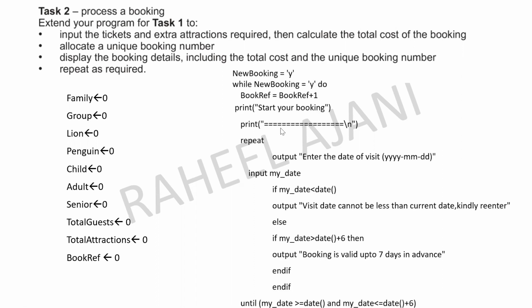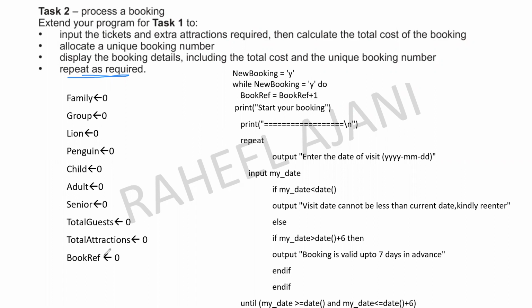Okay. Now the first thing here is new booking equal to y. This variable is declared for the last bullet point of task 2 where they're asking repeat as required. So till he says yes, till the value of new booking is y, the program will continue. We'll come back to this at a later stage.